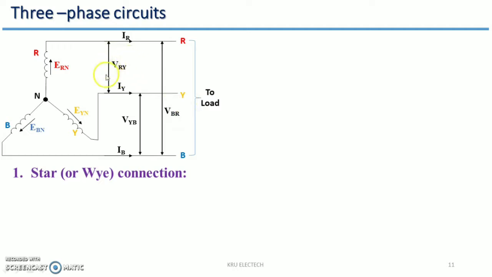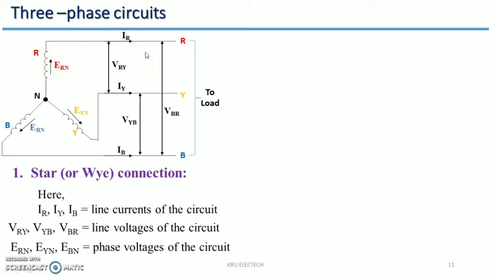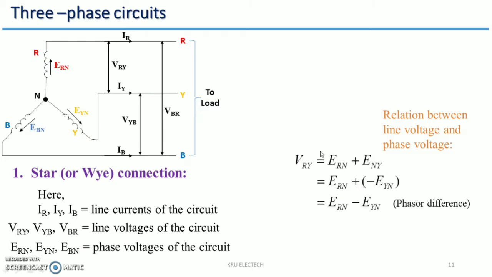So what is VRY? VRY equals VR minus VY. And VBR is VB minus VR. And VYB is VY minus VB. So you can directly say that the phase and line voltages must be different. And the line current and the phase current are the same. Let us see the mathematical relation.